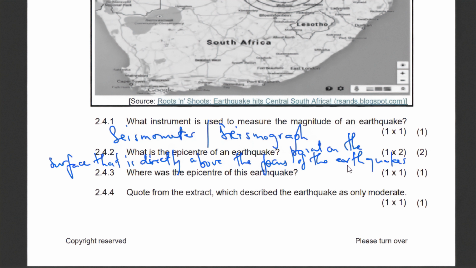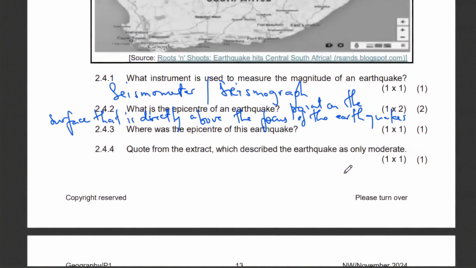So the epicenter, we're looking at a point which is directly on top of that particular point where the earthquake starts. So this one is on the Earth's surface. The focus will be within the Earth's crust where the Earth shock waves originate. The epicenter is located on the Earth's surface, directly on top of the focus.